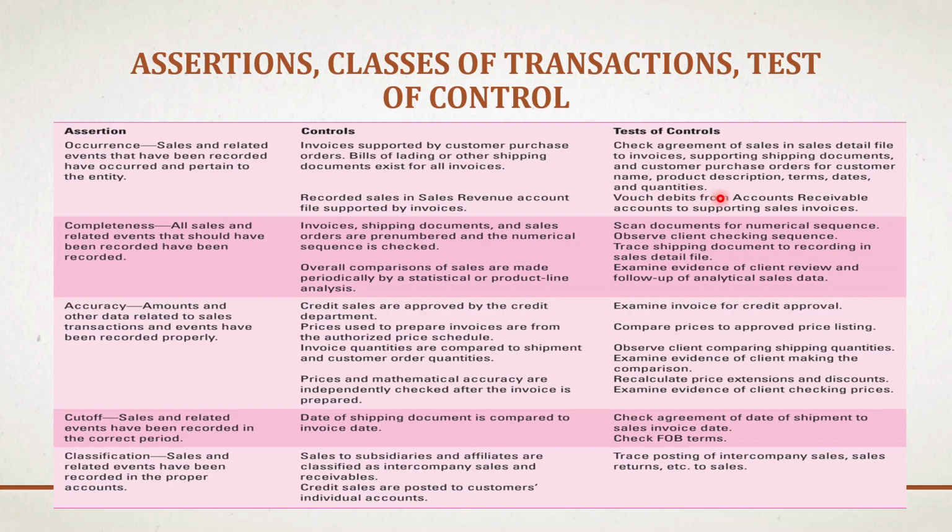Another example, for instance, you want to look at the cutoff. The objective is to ensure that the sales are being recorded in the correct period. Remember, the date of the document is very important. So if the date is before 31st December, meaning all those documents must be recorded within the accounting period of 31st December. But if the date of the document falls in the following year, hence it should go into the following year, right?